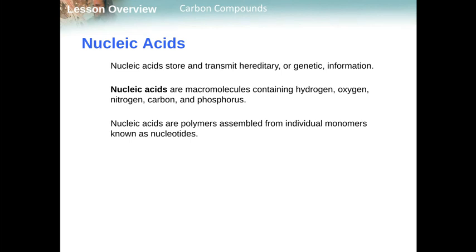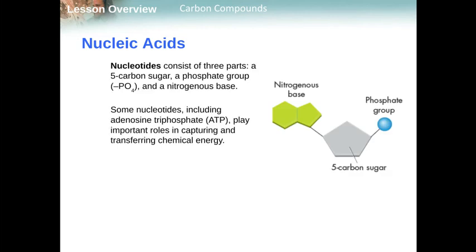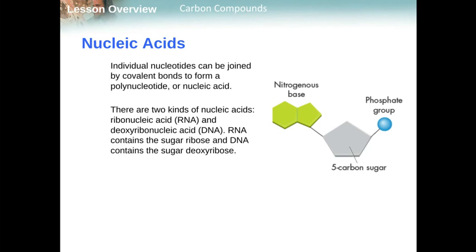Now, nucleotides are very, very similar. The only difference in them is going to be the nitrogenous bases. So we see our basic structure right here. We have our 5-carbon sugar, typically deoxyribose or ribose, a phosphate group, and then this nitrogenous base is going to be the difference here. Okay, so some nucleotides, including ATP, adenosine triphosphate, help us to regulate energy within the body.